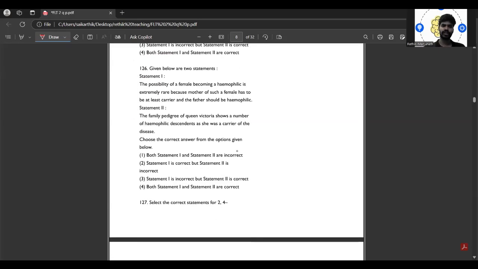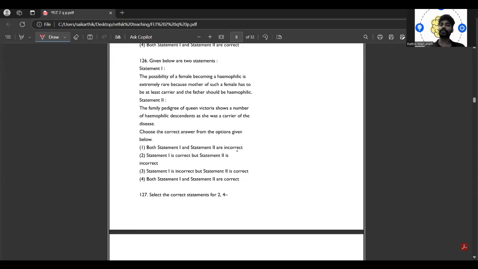Next we have 126. So what is 126 here? Two statements again, we have to choose the correct one. Statement one: the possibility of a female becoming hemophilic is extremely rare because the mother of such a female has to be at least a carrier and the father should be hemophilic. Statement two: the family pedigree of Queen Victoria shows a number of hemophilic descendants as she was a carrier of the disease. So both are correct. So option 4 is correct.